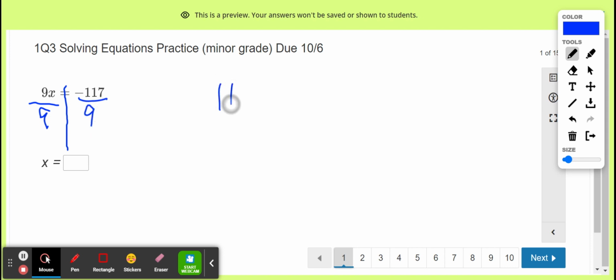So we got 117 divided by 9. 9 goes into 11 one time. 1 times 9 is 9. Then we subtract, there's 2 left over, bring the 7 down, and 9 goes into 27 3 times. So now we follow our integer rules. A negative divided into 9 groups is still going to be negative groups. So we end up with negative 13.